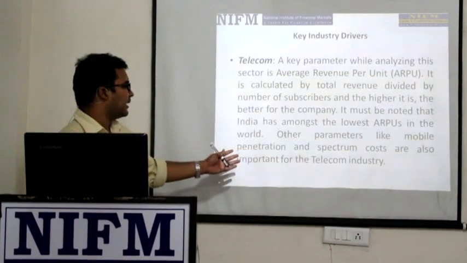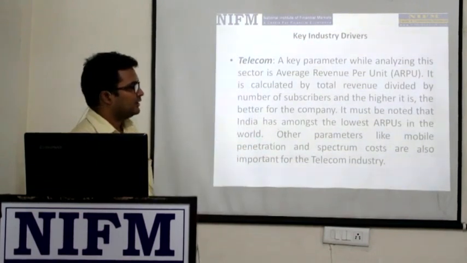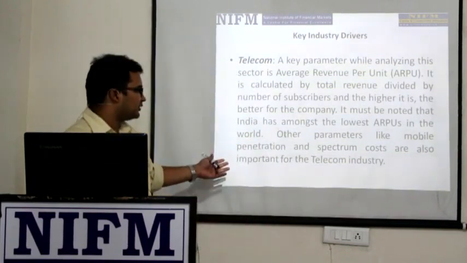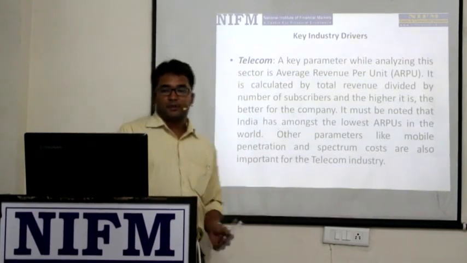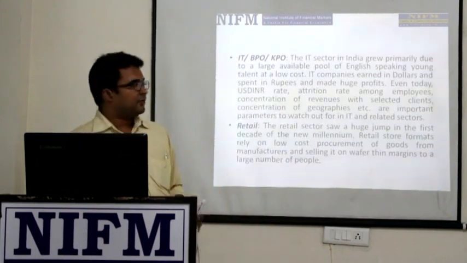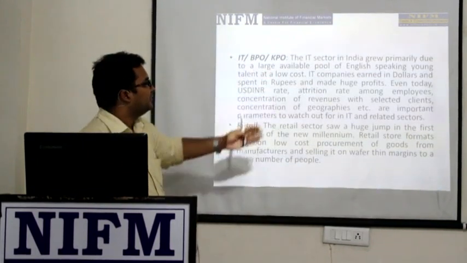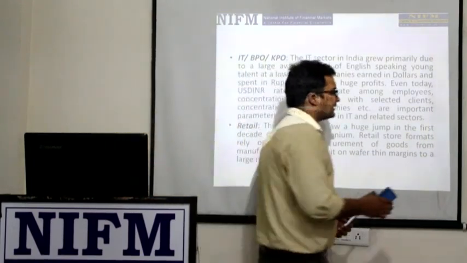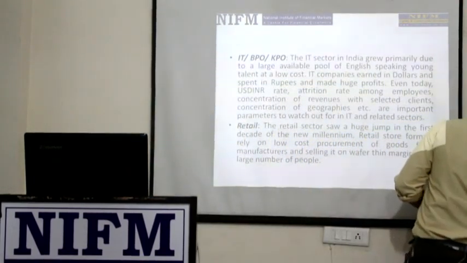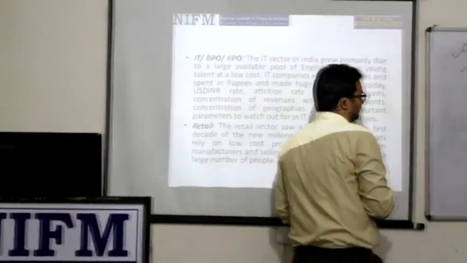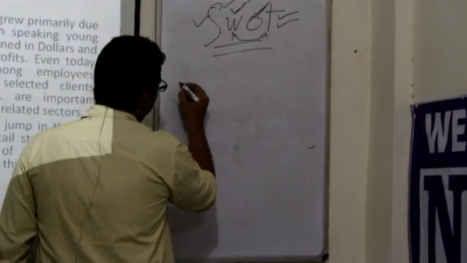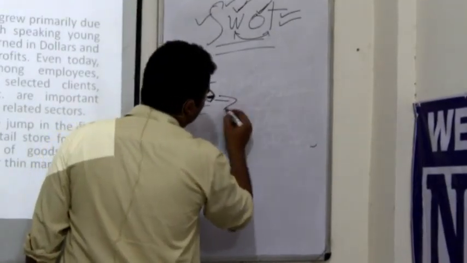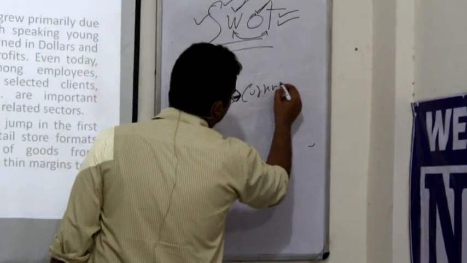Other parameters are mobile penetration and spectrum cost. For example, recently we had a spectrum bid, so spectrum costs are also very important for the telecom sector. Similarly, for the IT, BPO and KPO sectors, we talk about currency. When we are talking about the IT sector, we are talking about currency fluctuations.